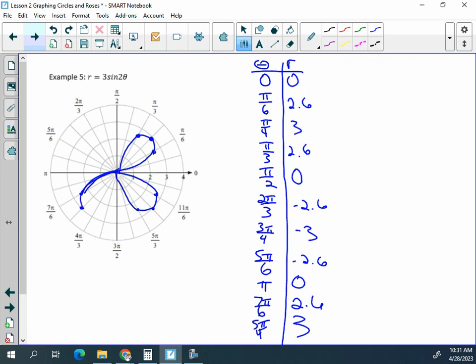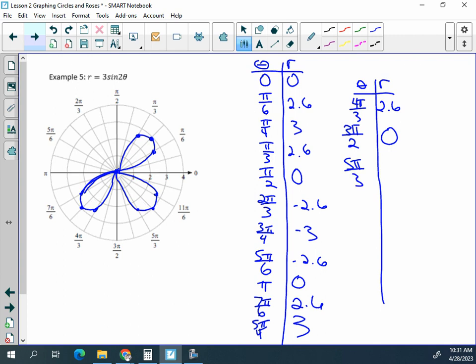We plug in 4 pi over 3. We're going to get out 2.6. And if we plug in 3 pi over 2, multiply that by 2, you get 3 pi. Sine of 3 pi is 0. 0 times 3 is 0. Okay, one more set here. So 5 pi over 3, if we multiply that by 2, that's 10 pi over 3, which puts us in the third quadrant. So sine is negative, so this is going to be negative 2.6. So that's going to put us about here.